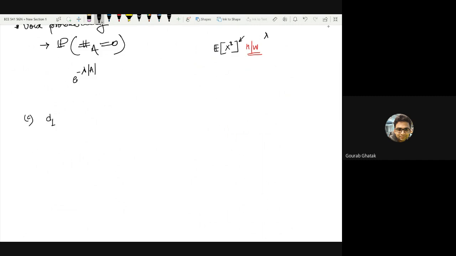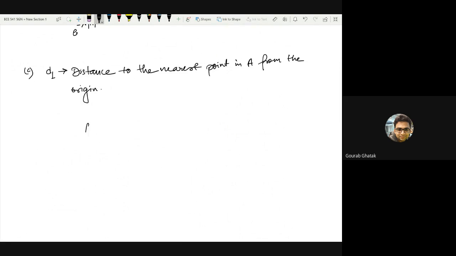Okay, if I try to write such a distance, so let's the part C. So d1 is the distance to the nearest point in A from the origin. So if I try to find out, or if I try to write the PDF of distance d1, defined for some x, what would be its value when x is less than A? Can anyone tell me?